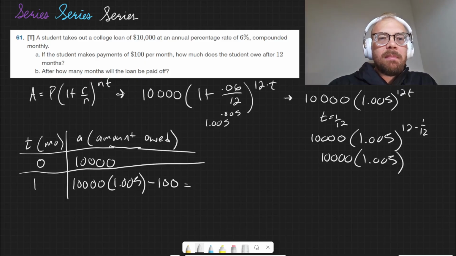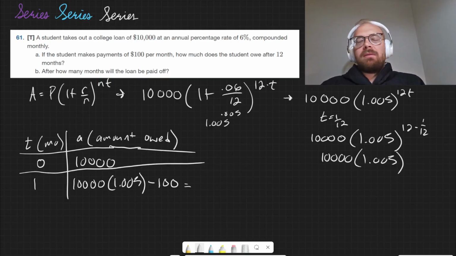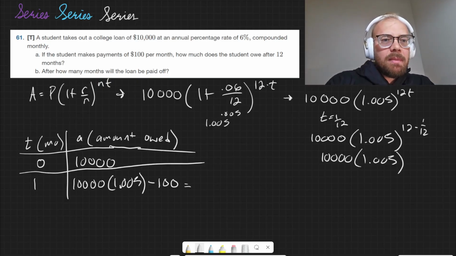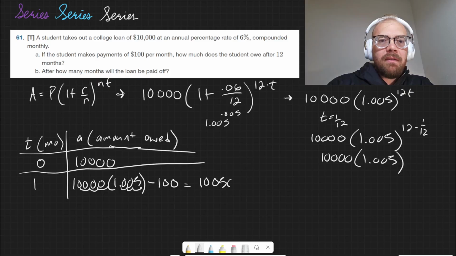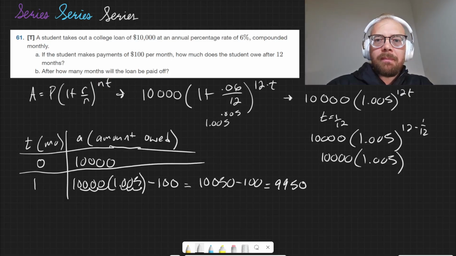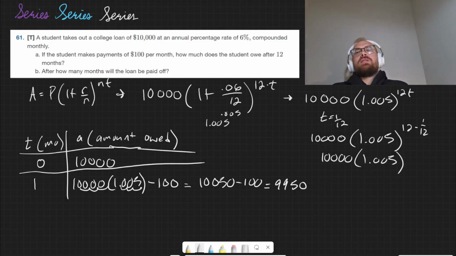And I think I already did the math on this earlier, but this comes out to, it's like 9 something. Let me get my phone out. Hold on. So that would be 1,005 still times 10. So that's 1,050 minus 100. So that's going to be what, 9,950. So we can double check, but that should be what you get.